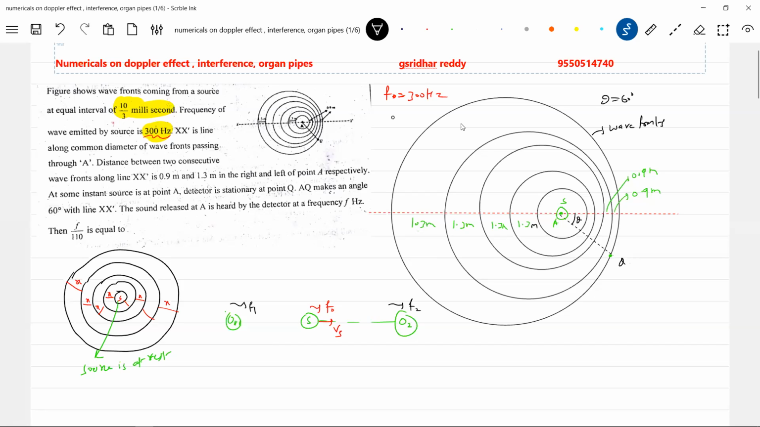Let's first have a basic idea from here. Okay, what is the apparent frequency heard by this person? F1 is the frequency where the source is moving away and the observer is at rest. So where is that observer? I am going to put that observer over here. I am assuming it. Okay, what is F1? Doppler effect formula: V f naught by V minus Vs.